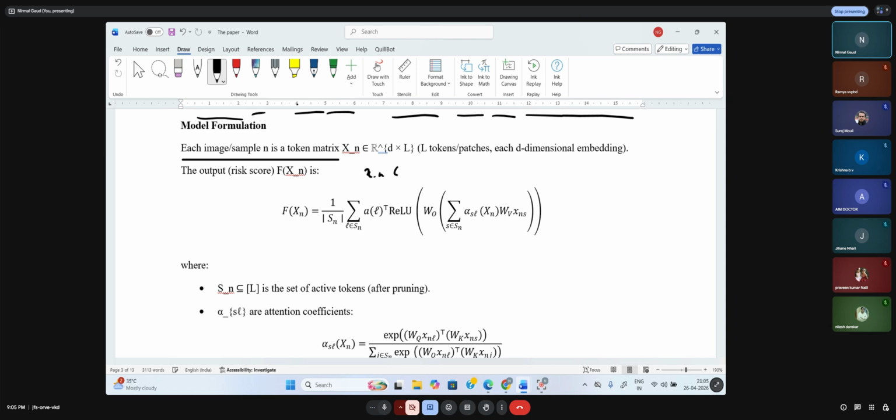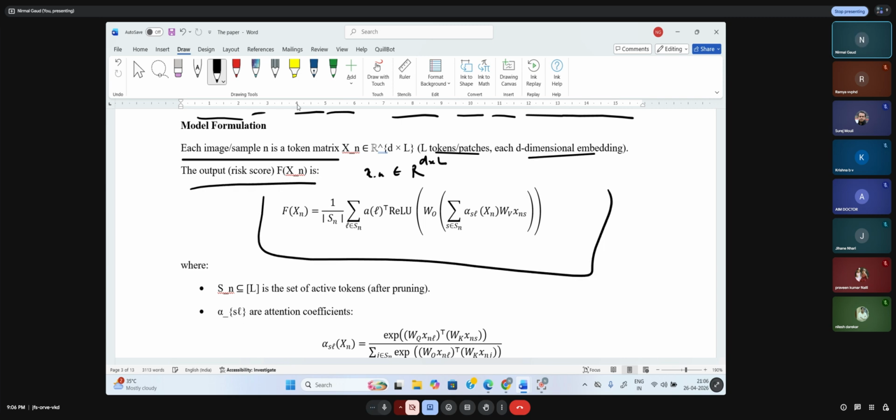Xn belongs to the real numbers, d into L. L is the token per patch, d is the vector embedding. The output risk is given by this formula.